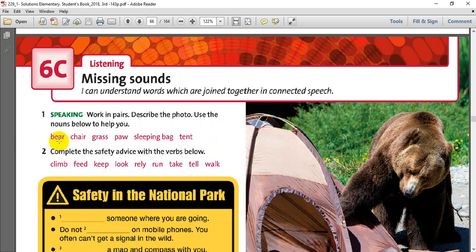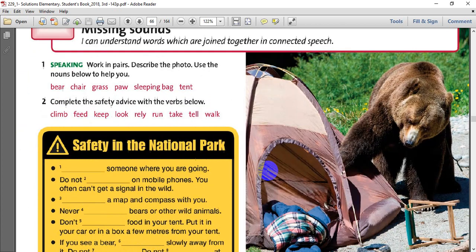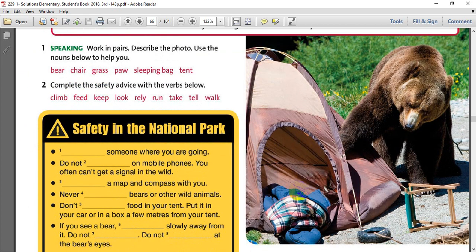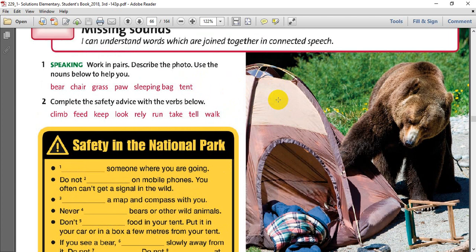Bear, دب, chair, كرسي, grass, عشب, paw, مخلب, sleeping bag, حقيبة النوم, tent, خيمة.